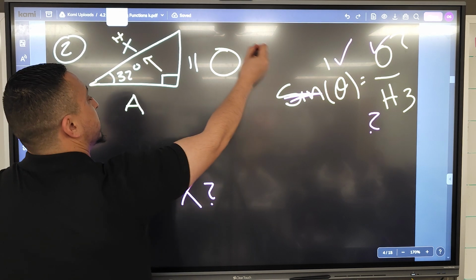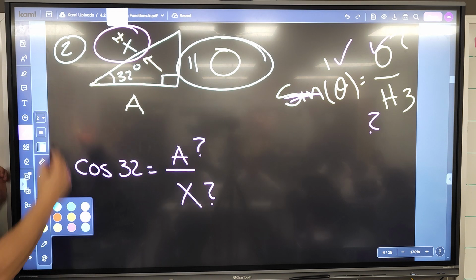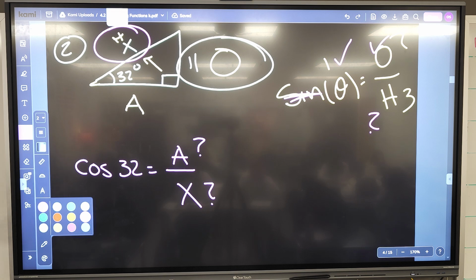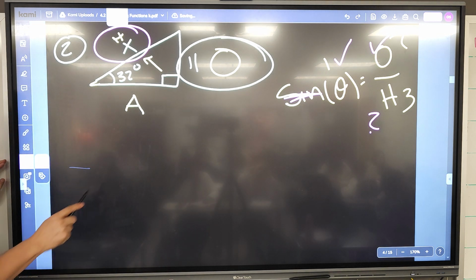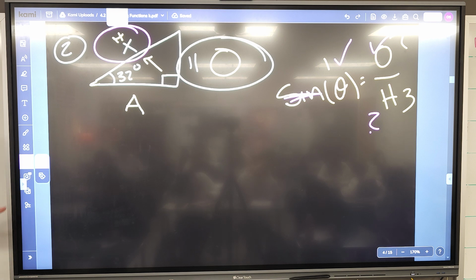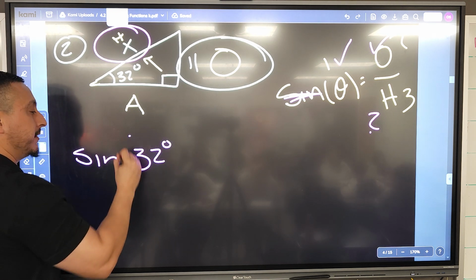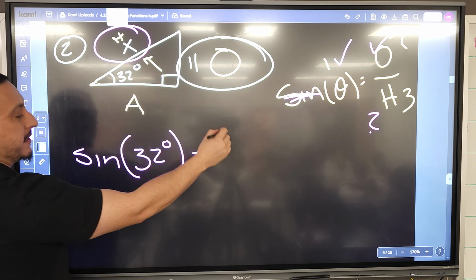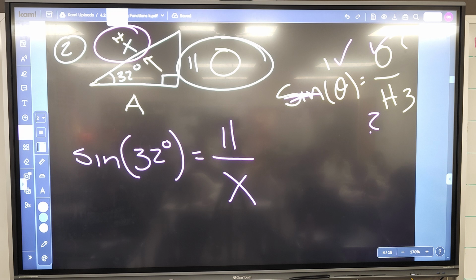So you should pick this one because they give you 11 for sure. And you should pick that one because that's the one that you're looking for. So who is the OH? Sine. Yeah, sine. So we have to use sine. You see, it's not like you can pick all three. There's one that you can pick. So on this one, only sine works. So the sine of 32 degrees equals the opposite over the hypotenuse. Is everybody understanding how to pick, why you pick, who you pick?